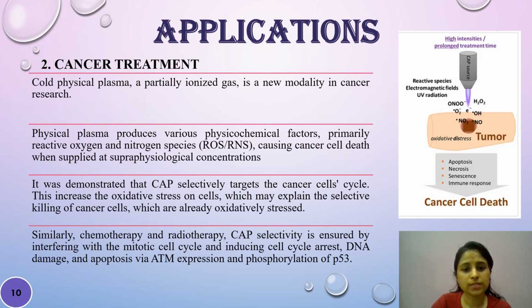This increases the oxidative stress on cells, which may explain the selective killing of cancer cells which are already oxidatively stressed. Similar to chemotherapy and radiotherapy, CAP selectivity is ensured by interfering with the mitotic cell cycle and inducing cell cycle arrest, DNA damage, and apoptosis via ATM expression and phosphorylation of p53.